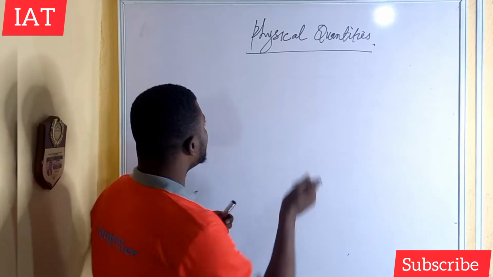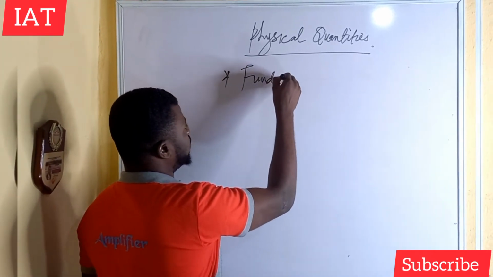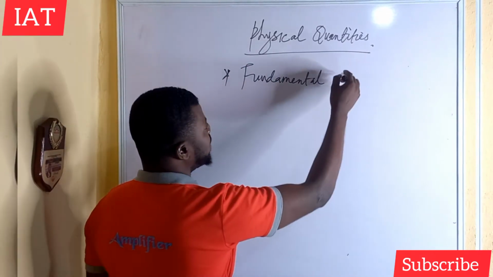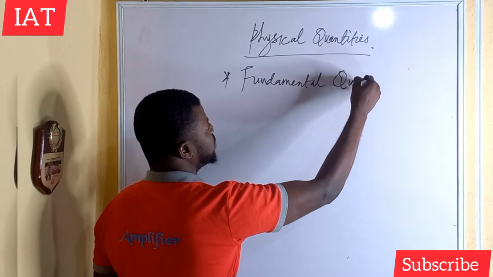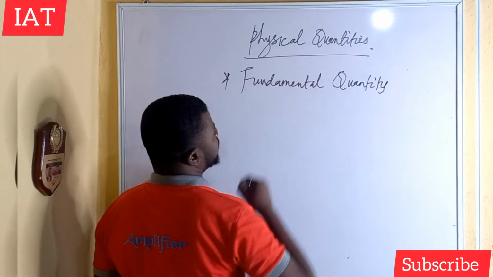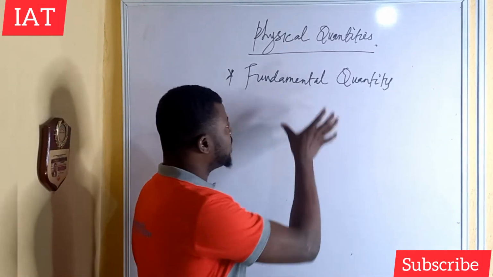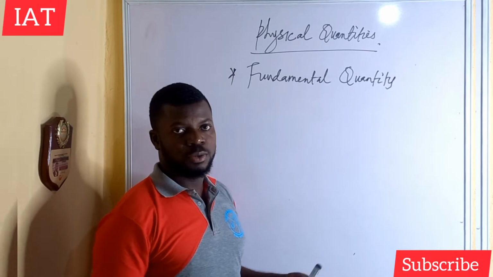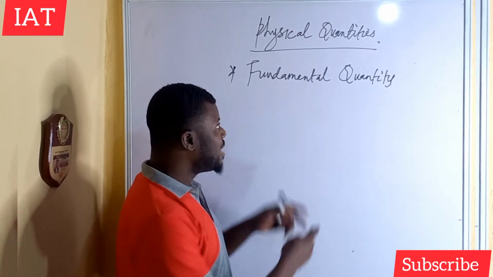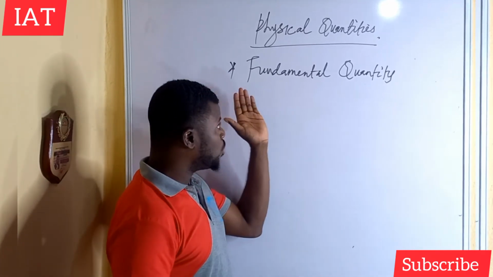So fundamental quantity is the quantity that does not depend on any other quantity. In this case, the quantities that come under this come in natural. They don't depend on any other existing quantity. They exist on their own or by themselves. So that's what we call fundamental quantity.